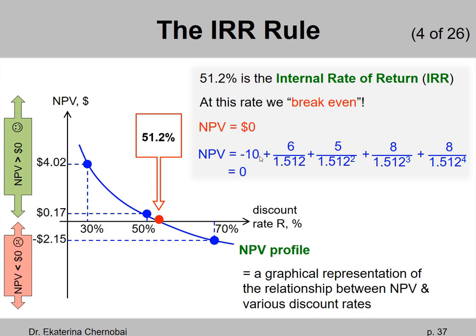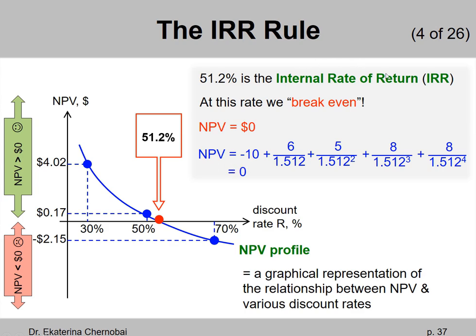So if you invest 10, you get 6 and 5 and 8 and 8 back. And the IRR sort of connects what you spend with what you receive. So what you spend kind of equals in today's dollars what you receive across all future years. That's why the difference between the present value of all future cash inflows and the cash outflow today is 0. The NPV equals 0, right? So you kind of break even.